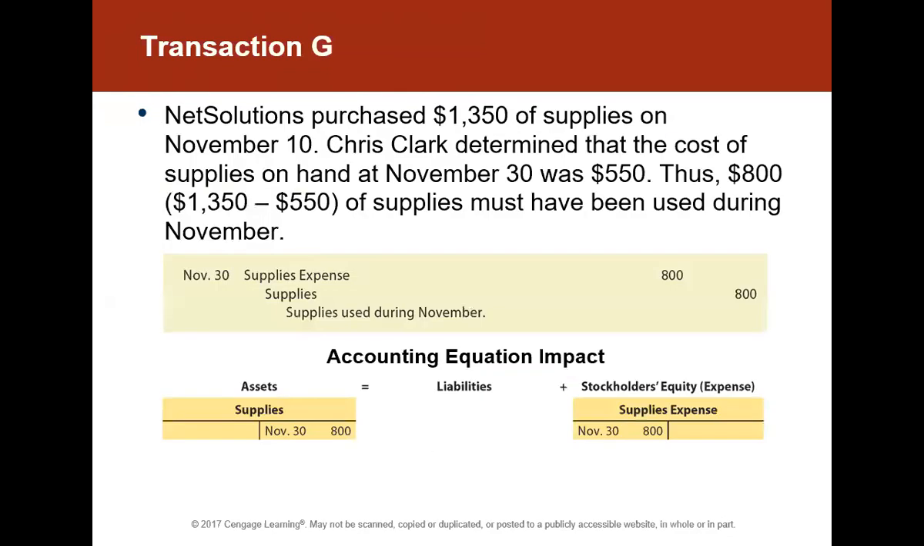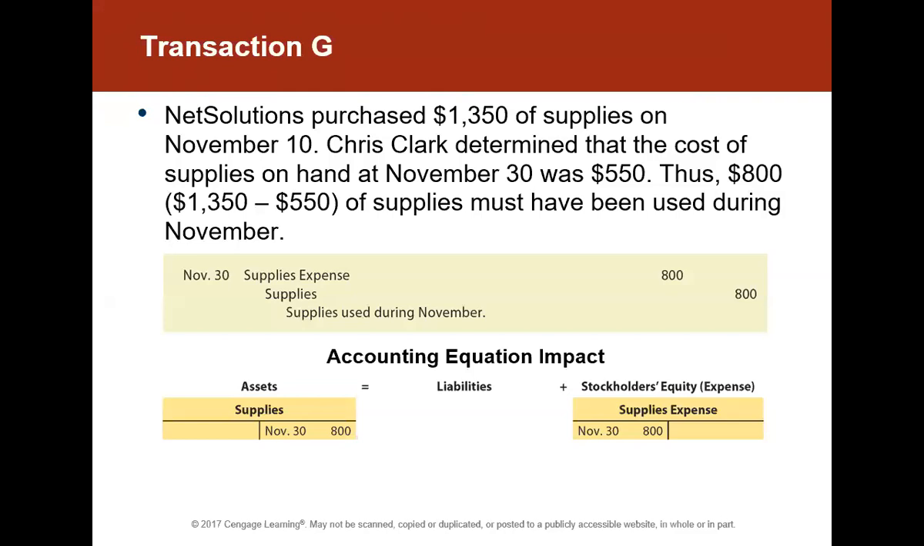I think we're getting close to the end here. This is our other tricky one. Net Solutions purchased $13.50 of supplies on November 10th. We already journalized that. We increased our asset supplies. Chris Clark determined that the cost of supplies on hand as of November 30th was $550. So he went and counted the supply closet, and we have $550 left in supplies. So what we do is we took $13.50, all the supplies we had, minus what's still there to get what was used up. So in this case, we have to calculate what was used up.